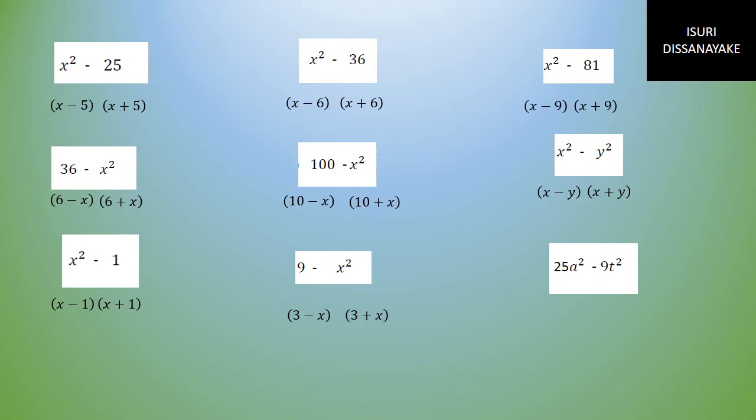Okay, look at this. 25a squared minus 9t squared. So 25 is 5 squared and a squared. So 25a squared is one term. So we have only two terms here. When you write 25 as 5 squared, you can join it with a squared and then bring both the squares out from a bracket, right? So we have (5a minus 3t)(5a plus 3t).